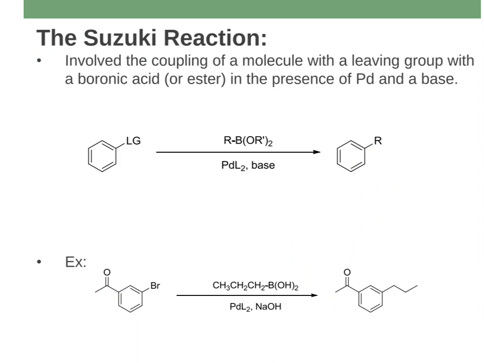So what is the Suzuki reaction? The idea is that it just involves the coupling of a molecule with a leaving group, a boronic acid, and you have to have palladium and a base. So we've got a leaving group here, so you have to have a molecule with a leaving group. That's what I'm abbreviating right here. Lg is supposed to be just really any leaving group.